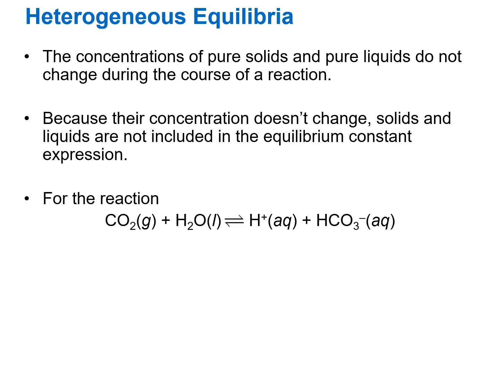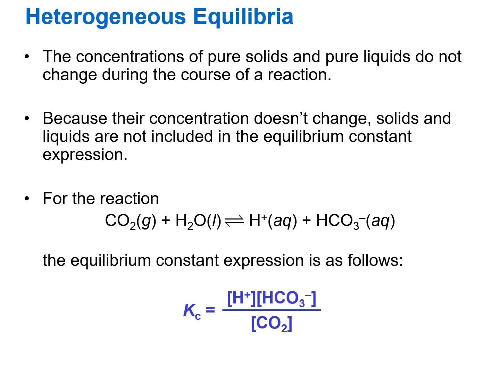So for a reaction like this, where we have carbon dioxide gas going into a reaction with water, water is going to be our pure substance, carbon dioxide is a gas, but then we have hydrogen ions in aqueous solution and carbonate ions in aqueous solution. So our equation for the equilibrium constant is going to look like this, where we take our products, which are our hydrogen ions and our carbonate ions, and our carbon dioxide gas, and that all gets included in our expression. What does not get included is water, because it is a pure liquid.